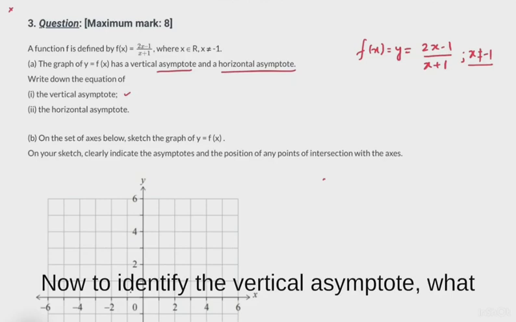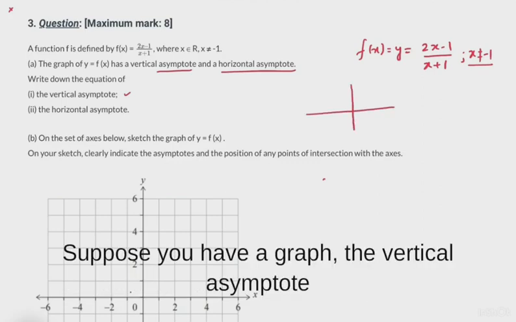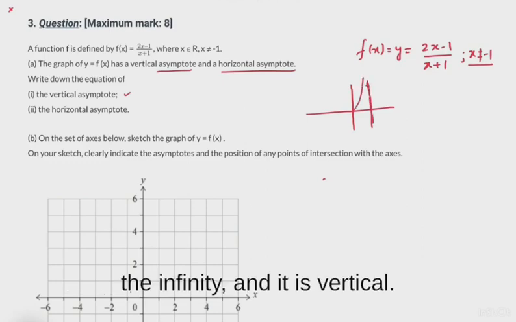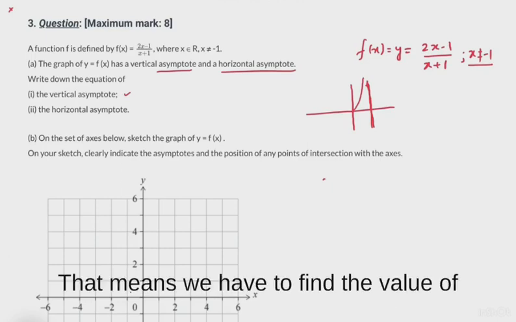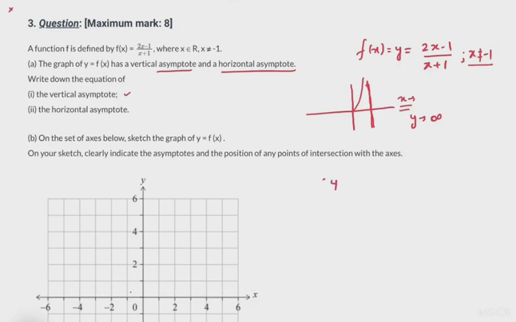Now, to identify the vertical asymptote, what do we mean by the vertical asymptote? Suppose you have a graph. The vertical asymptote means a line which the graph touches at infinity and it is vertical. That means we have to find the value of x for which y will tend towards infinity.